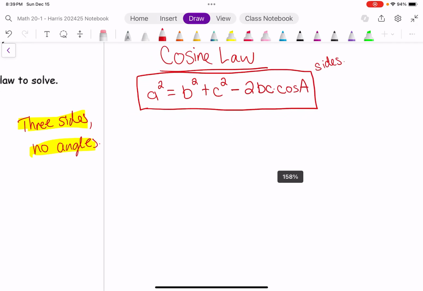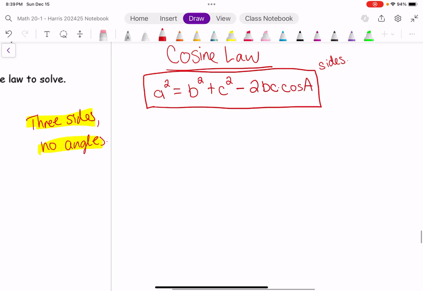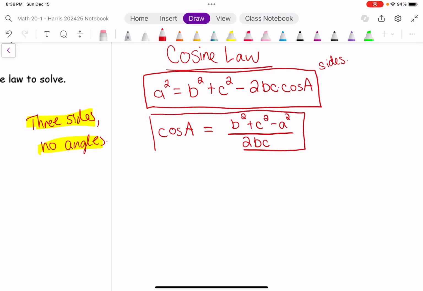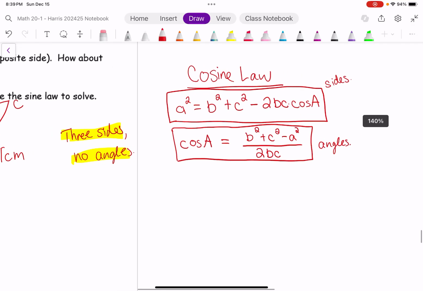Or there's the other part where you're maybe looking for your angles, and if we rearrange this around, I get cos of A is equal to b squared plus c squared minus a squared all over 2 times b times c. Okay, this is the one for when we're looking for angles. So these are what our cosine law is.